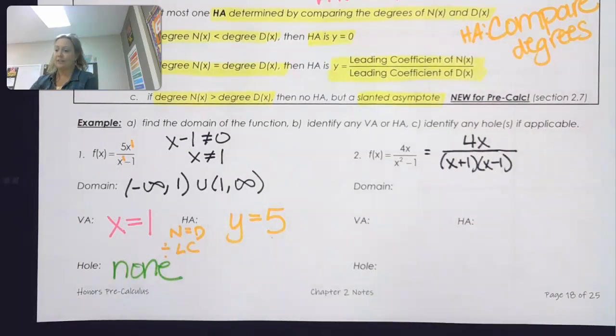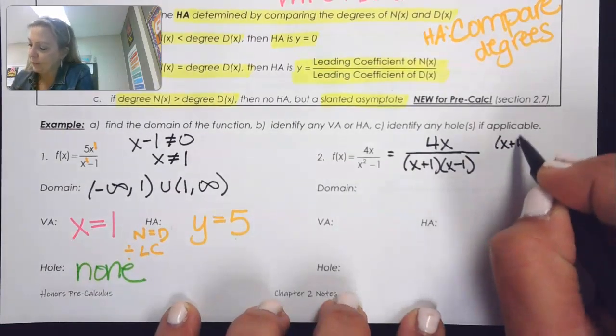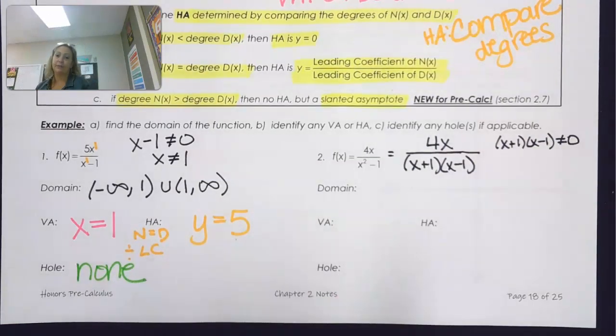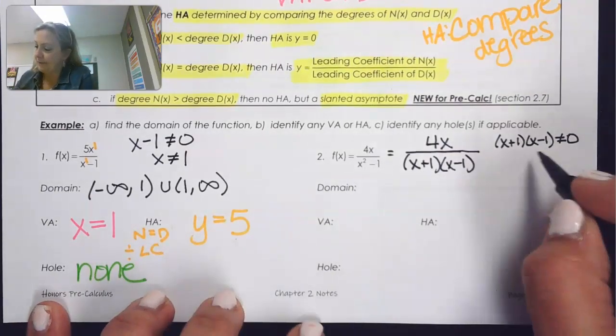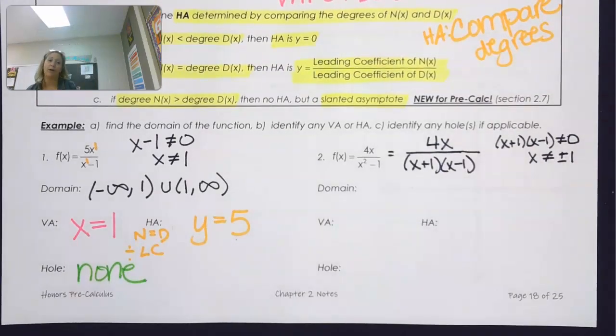There are no common factors for us to cancel. And so to find our domain, we just want to make sure that our denominator cannot be 0. And so obviously, negative 1 and 1 would make our denominator 0. So x cannot be plus or minus 1.